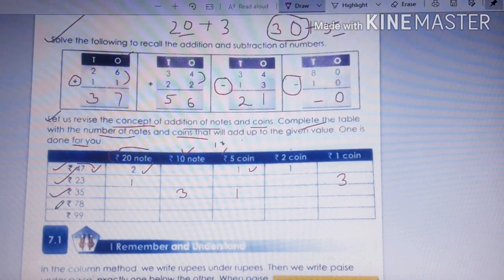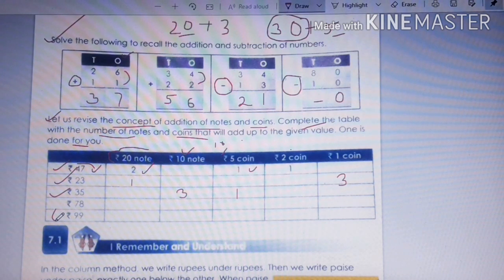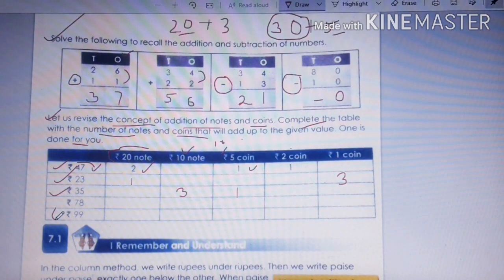The remaining ones, 78, 77 and 99, children, you will try yourself. It is very easy. Clear? In our next class, we will learn more about rupees and coins and how to do addition of rupees and coins. Okay, so that's all for today. Thank you so much.